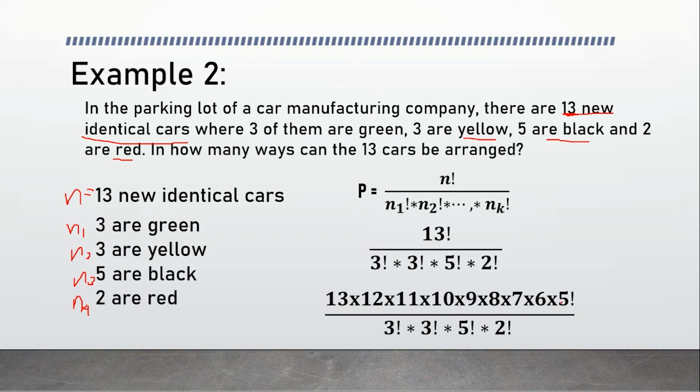Nag-end tayo sa 5 since 5 yung pinakamataas na number dito sa ating denominator. By using cancellation, we can cancel this 5 factorial and this 5 factorial in our denominator. Pag in-evaluate natin tong 3 factorial, we will have 6. So kinancel na din natin yung 6. Kapag in-evaluate natin to ng buo, we will come up with 720,720 ways that the 13 cars can be arranged.